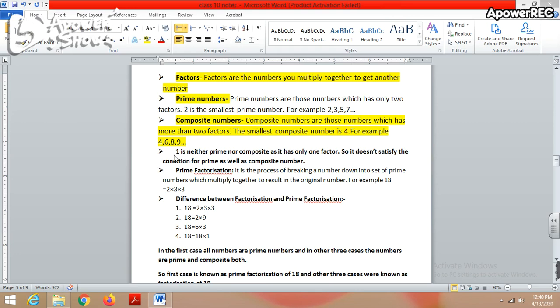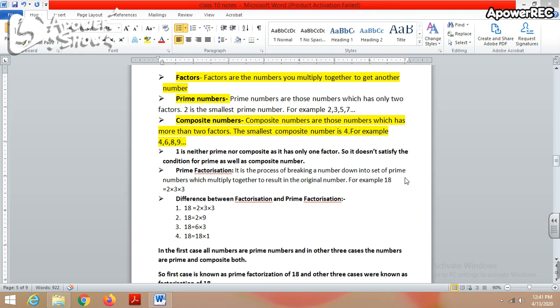Why? Because 1 has only one factor, that is 1 itself. If you want to write 1 as multiplication of two numbers, it is not possible. 1 can be written as 1 into 1 or 1 itself. So 1 has only one factor, so it is neither composite nor prime. Now prime factorization. Prime factorization is the process of breaking a number into a set of prime numbers. I am repeating, it is a process of breaking a number into a set of prime numbers.